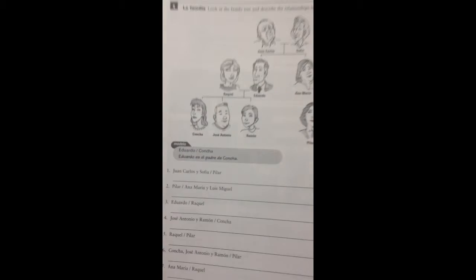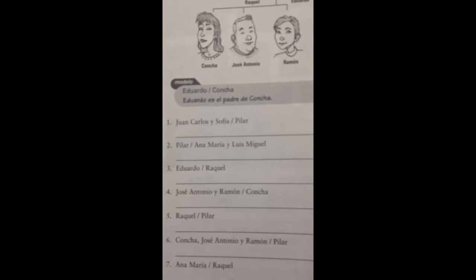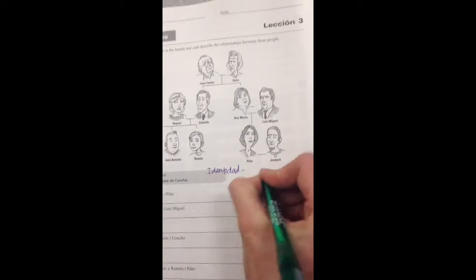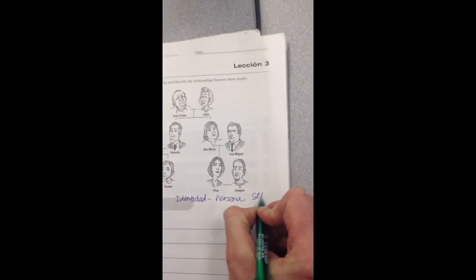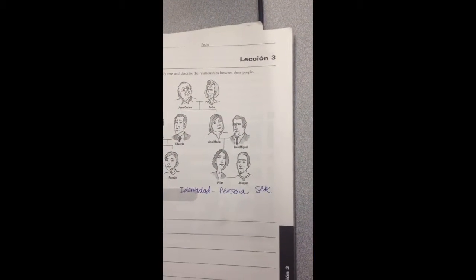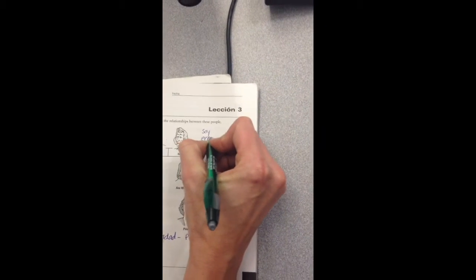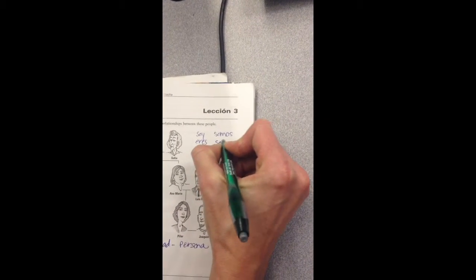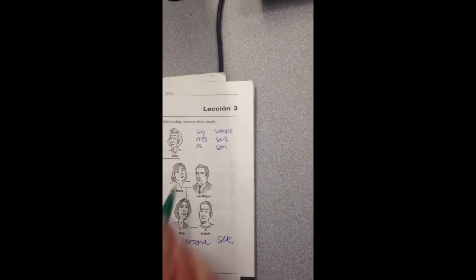Okay? And again, when we're talking about identity, we use what verb? The verb that we use for identity, for identidad of a persona, is going to be ser. So right now on your paper, quickly write out the forms of ser. Okay? We have soy, eres, es, somos, sois, and son. Soy, eres, es, somos, sois, son. So write out the forms of ser on there.